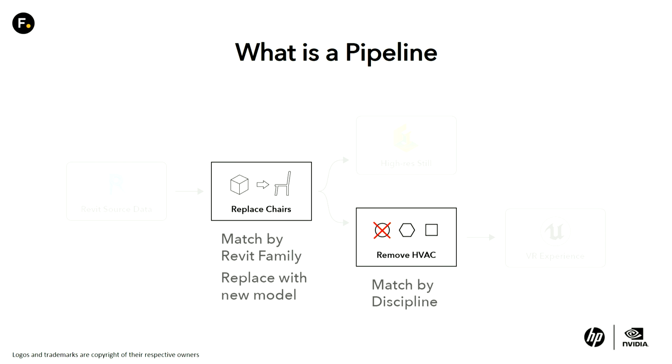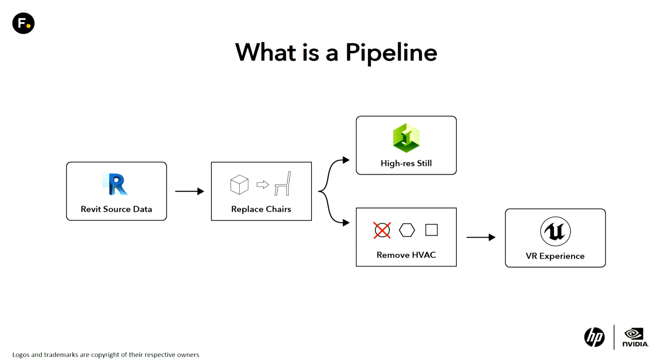So maybe replacing chairs, we could look at a specific Revit family and say every time you see that family, swap it with this model that we've made that is either more accurate or doesn't have some of the damaged geometry that we sometimes see coming from these source applications. Maybe we can simply use a discipline or other properties to remove some of the complex engineering-type parts that might be behind a wall and so on. So we end up with this flowchart and this sort of recipe for this processing.